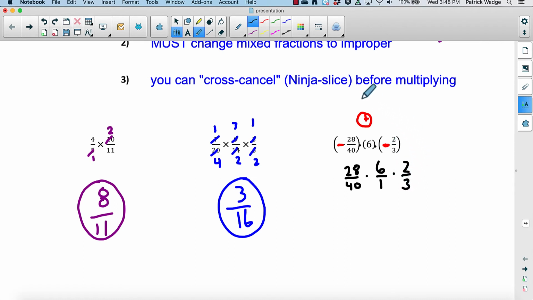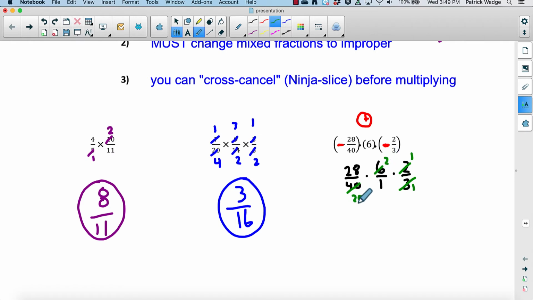And now we're ready to ninja slice. So what could you do here? How about the 3 and the 6? I could divide them both by 3. So I would get 6 divided by 3 is 2, and 3 divided by 3 is 1. I could do the 2 and the 40. So 2 divided by 2 is 1, and 40 divided by 2 is 20.